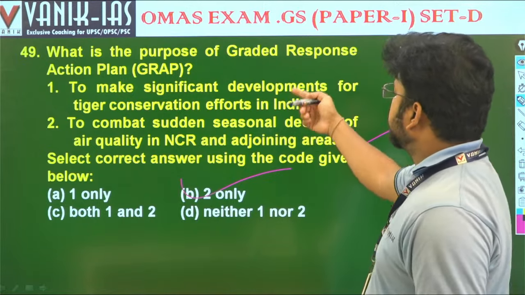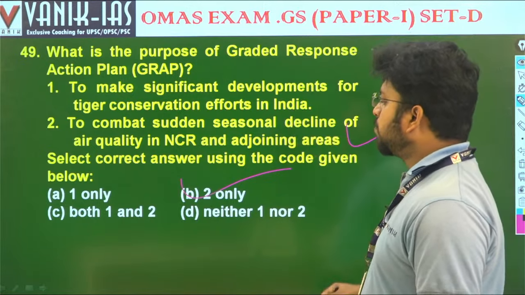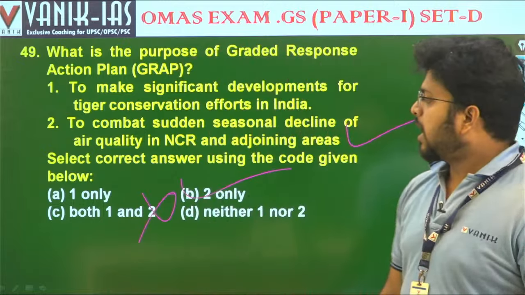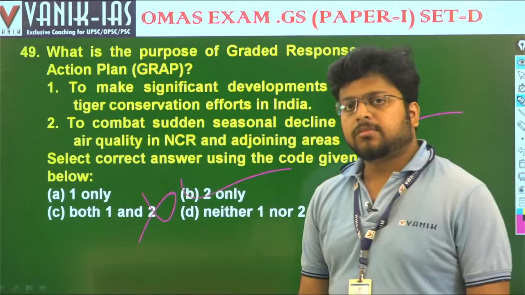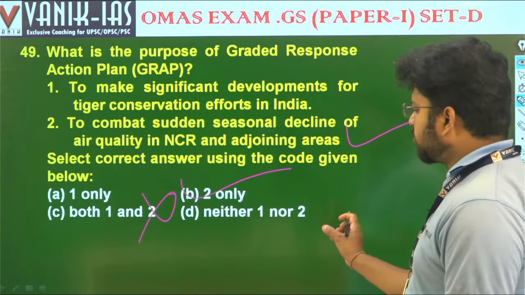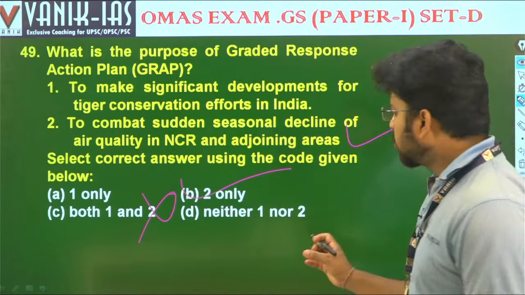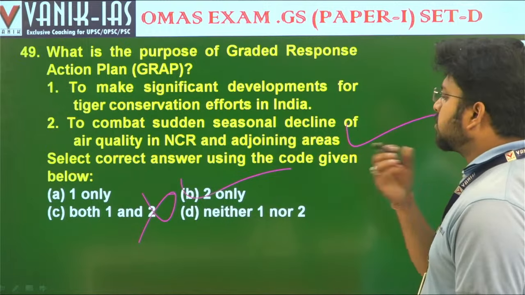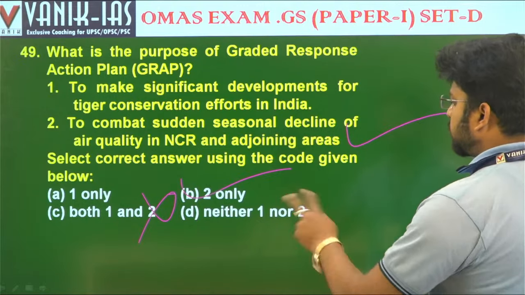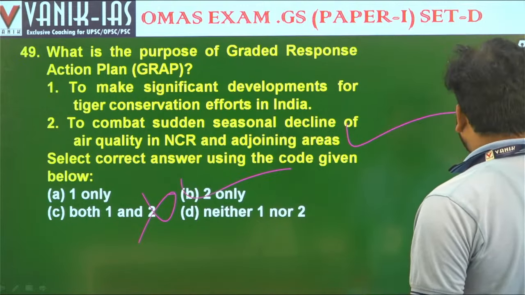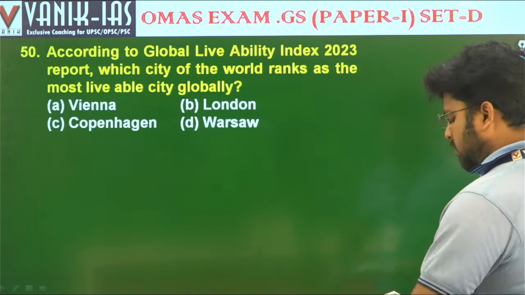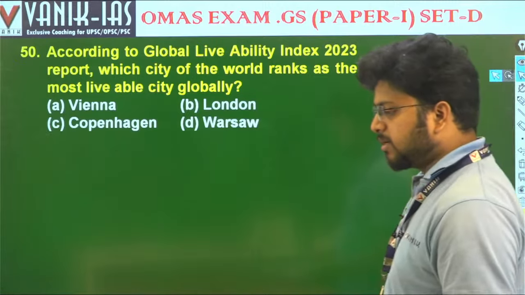See, in such questions, these two are completely different, so both can never happen. Right? Either one or two. Generally, the percentage of 'neither one nor two' is very less. So generally, among the 1 and 2 options, some are eliminated. Two is the answer. To address Delhi NCR pollution, this graded action plan is launched.